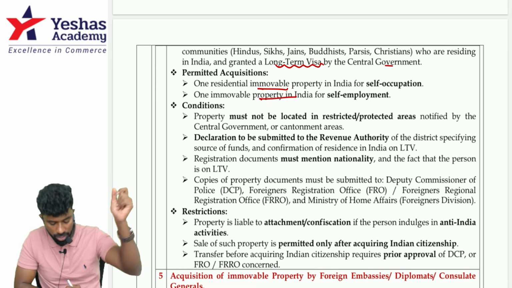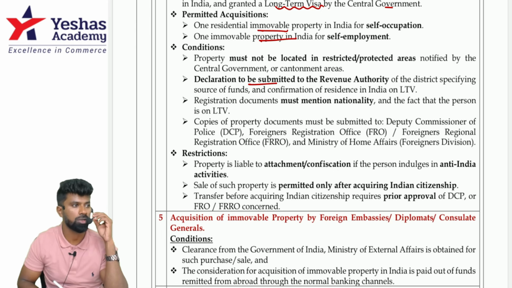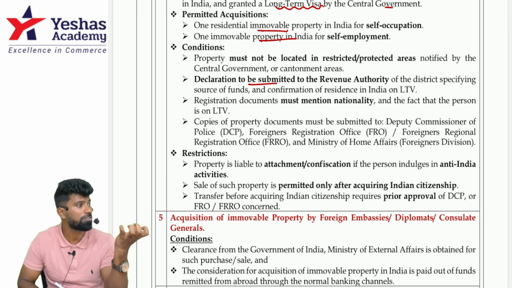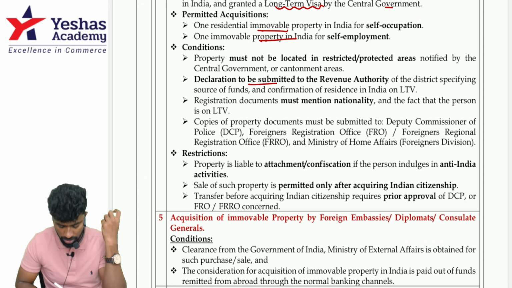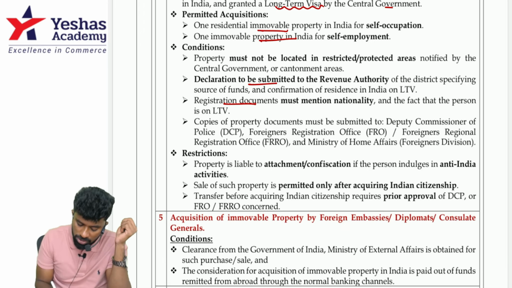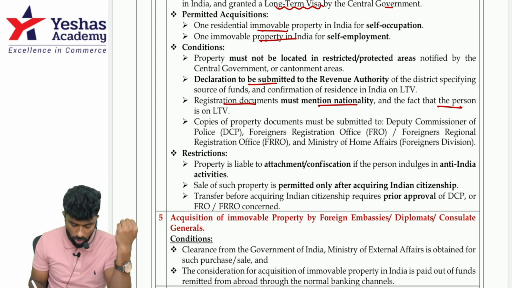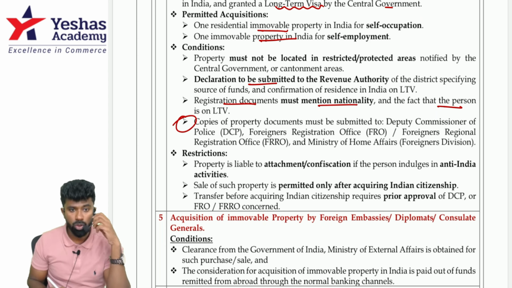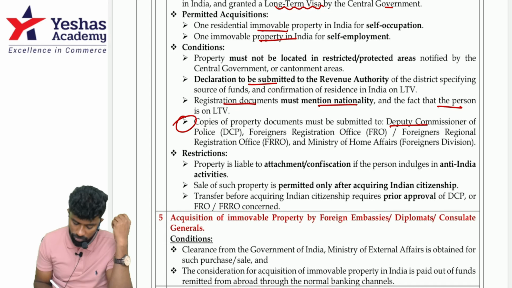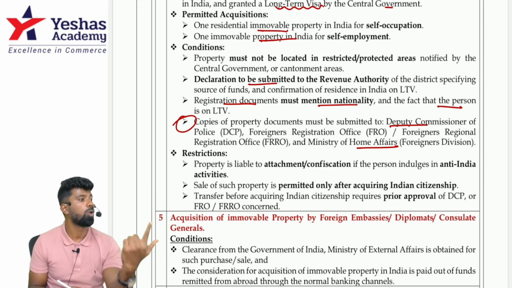Second one, declaration to be submitted to whom? Revenue authority of the district, specifying the sources of funds, like out of what funds you are purchasing this property. Third one, the registration document must mention the fact that the person is on a long-term visa. Next one, copies of the property documents must be submitted to whom? Deputy Commissioner of Police, Foreign Regional Registration Office, and Ministry of Home Affairs.